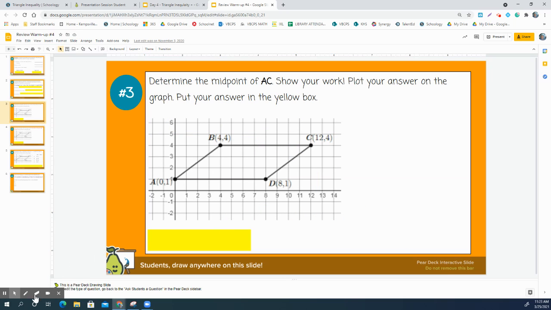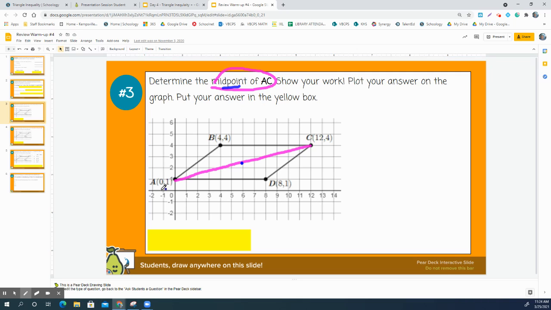Question 3, the trick here is to answer the right question. So I want the midpoint of AC. AC goes across the middle of this parallelogram. Oops, I don't want my eraser, I just want a different color. So I'm going to predict that it's somewhere right about there, right? So then I've got to go and do my midpoint formula.